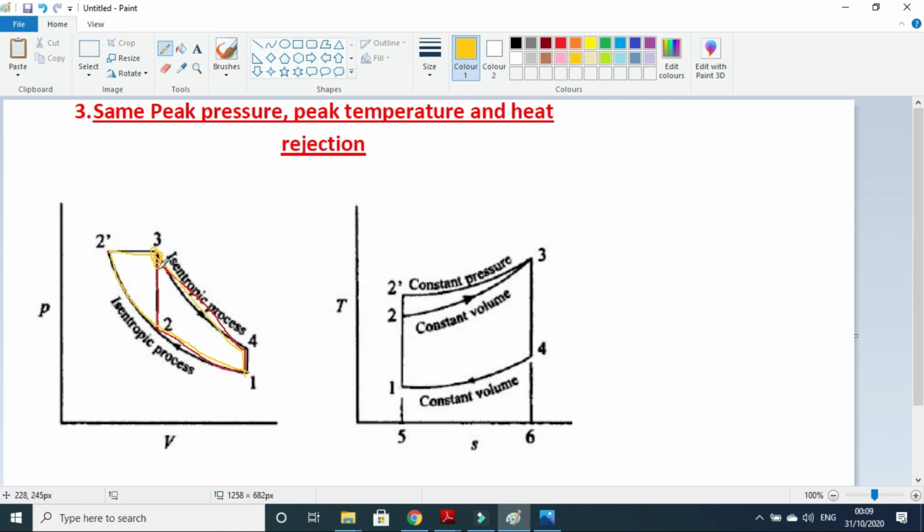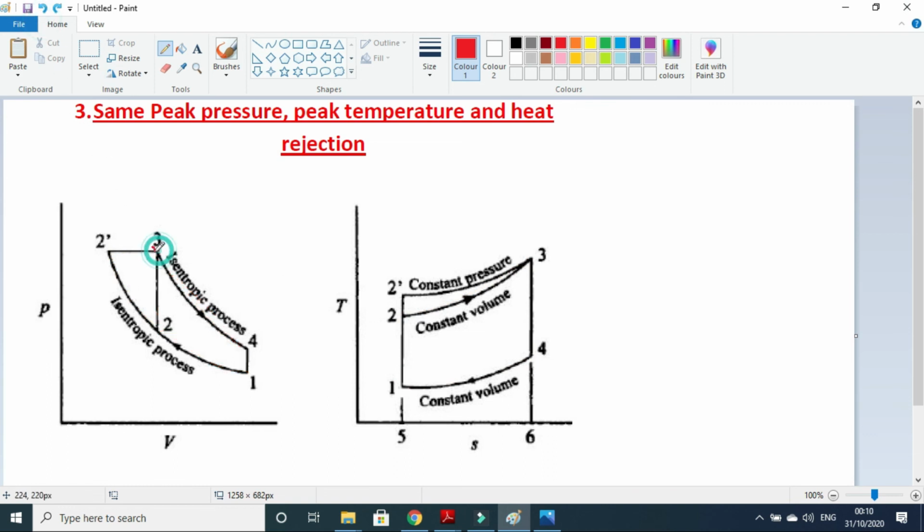And they have the same peak pressure for both cycles. Same peak pressure, and we can also see here 1 to 2, 2 to 3, 3 to 4, 4 to 1 is the Otto cycle. T3 is the maximum temperature, and 1 to 2 dash, 2 dash to 3, 4, and 1. So they also have the same peak temperature.